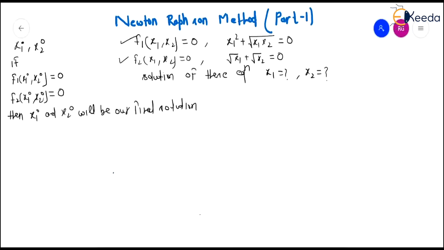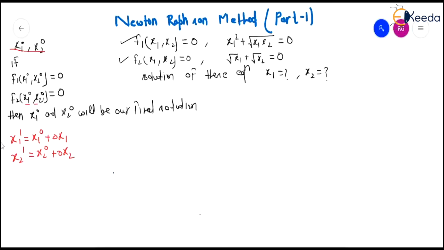But what happens if this value is not equal to 0, means f1 of x1 naught, x2 naught is not equal to 0 and f2 of x1 naught, x2 naught is not equal to 0, then what will happen? If these values are not the solution, then we have to add something. x1 1 is equal to x1 naught plus delta x1, and we have to add x2 1 is equal to x2 naught plus delta x2.